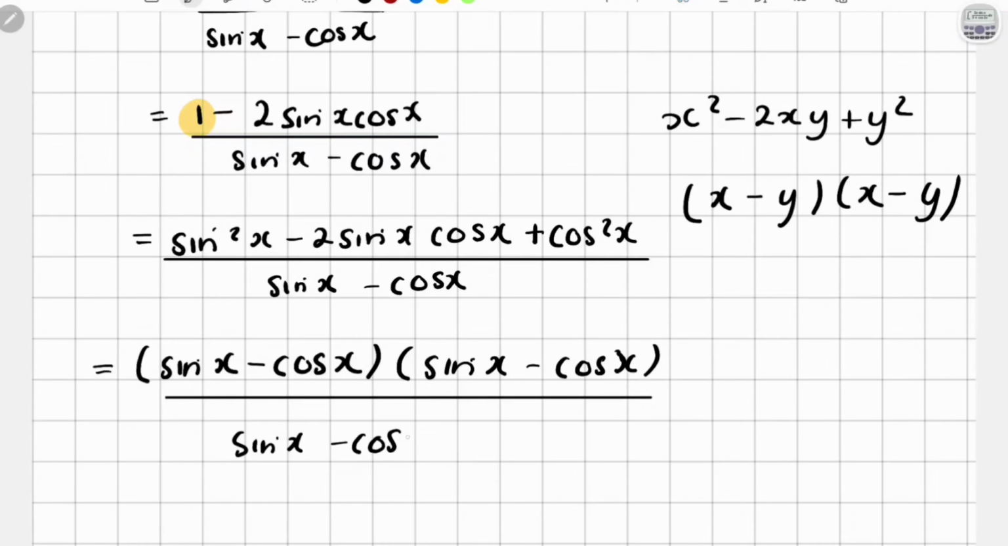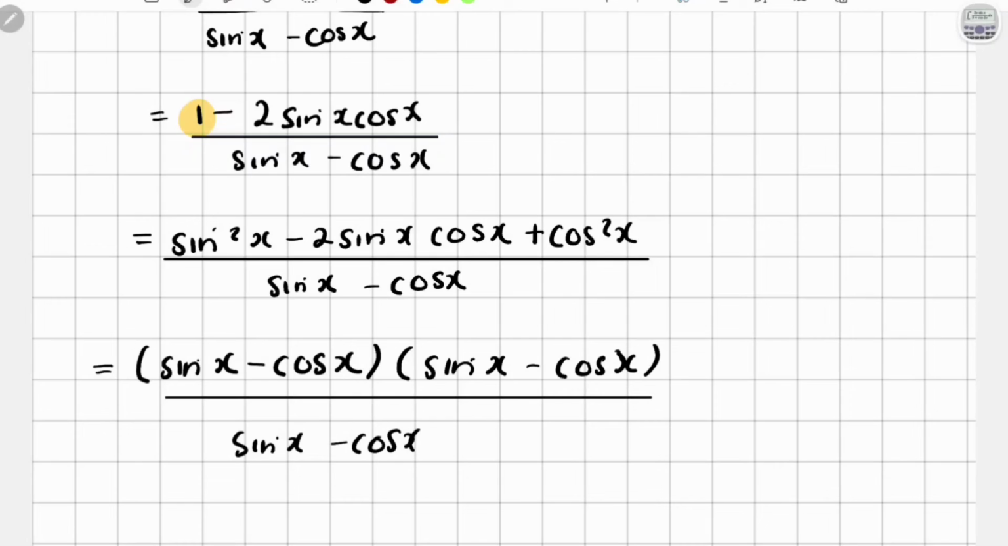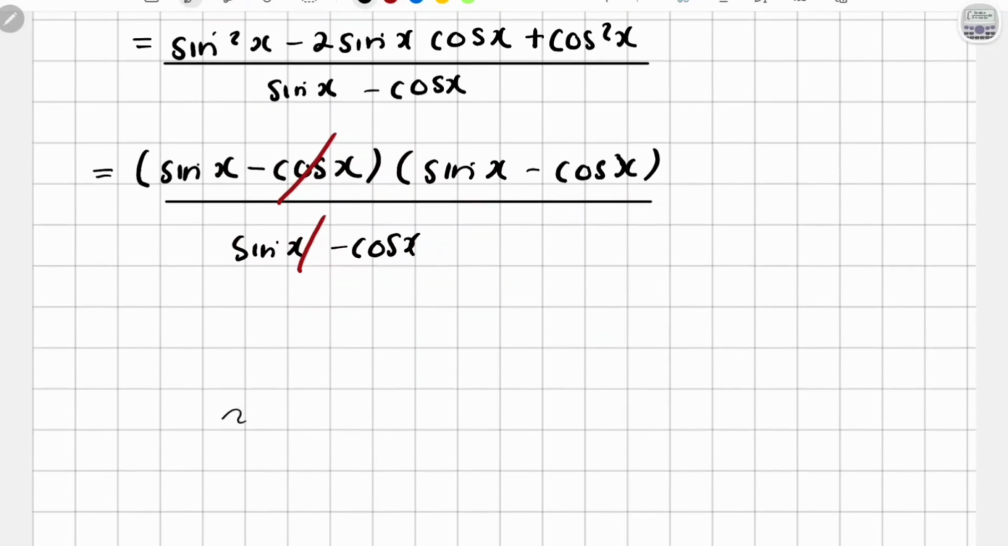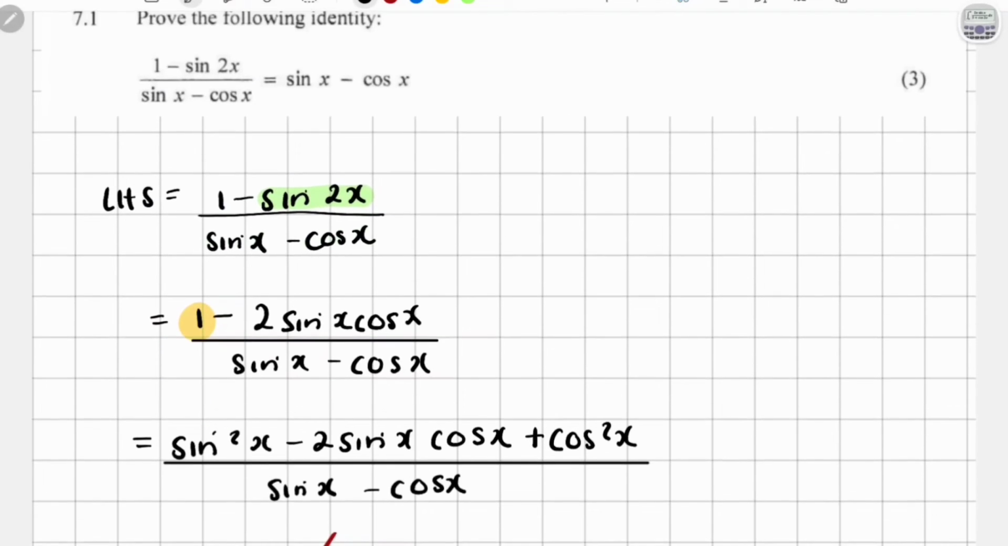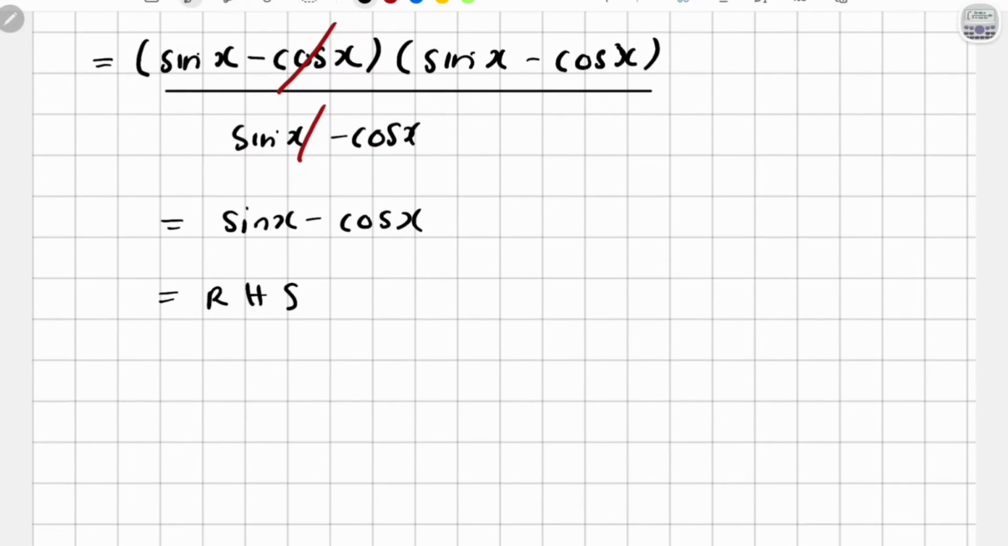And you can see that they will cancel now. Okay, so sine x minus cos x ends up just canceling, and you're left with just sine x minus cos x, which is equal to our right hand side. Okay, so that's how we solve that one. Moving on to the next question.